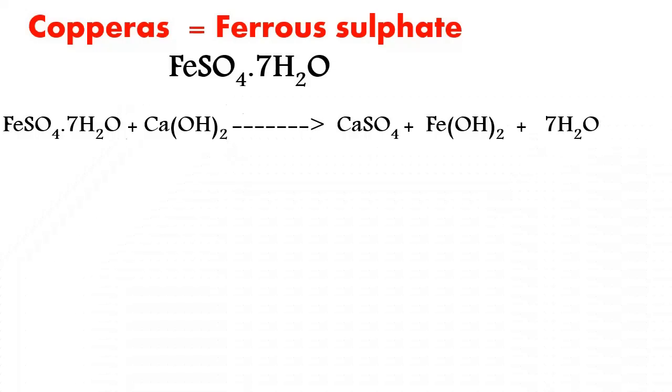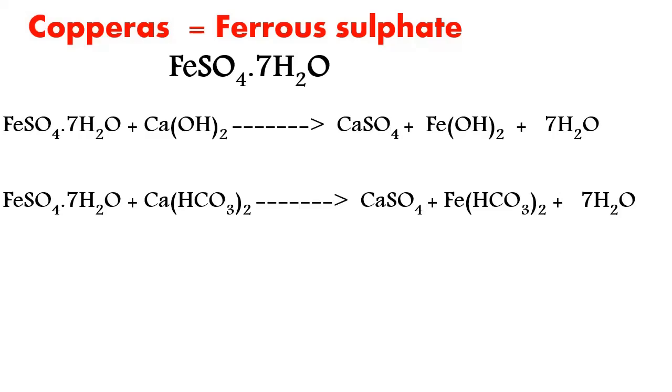If the water doesn't have Ca(OH)2, if the water has calcium bicarbonate, then this reaction will happen. That is ferrous sulfate with calcium bicarbonate, then it produces Fe(HCO3)2, CaSO4 plus 7H2O.